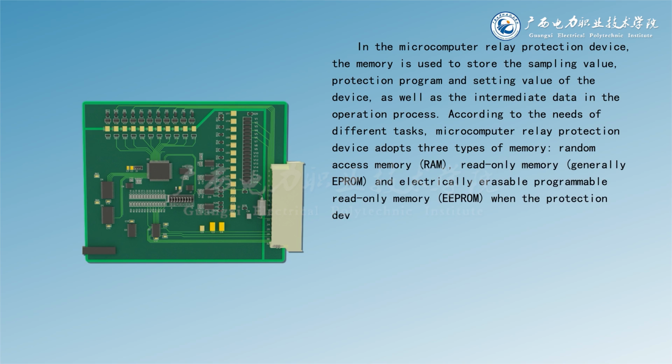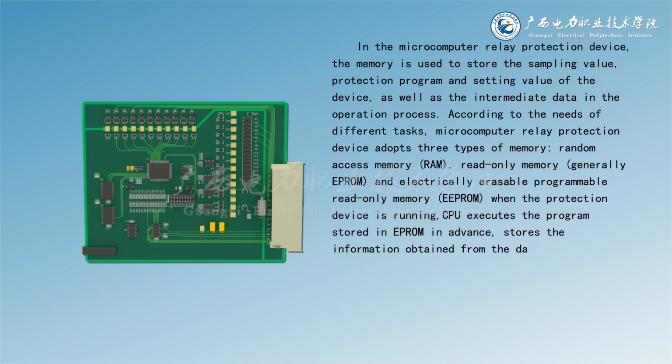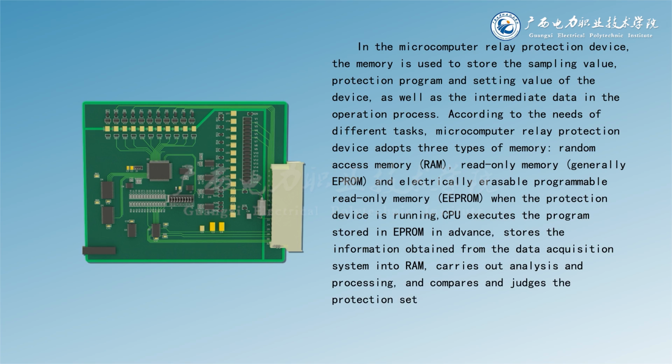When the protection device is running, CPU executes the program stored in EPROM in advance, stores the information obtained from the data acquisition system into RAM, carries out analysis and processing, and compares and judges the protection setting values in EPROM, so as to realize various relay protection functions.